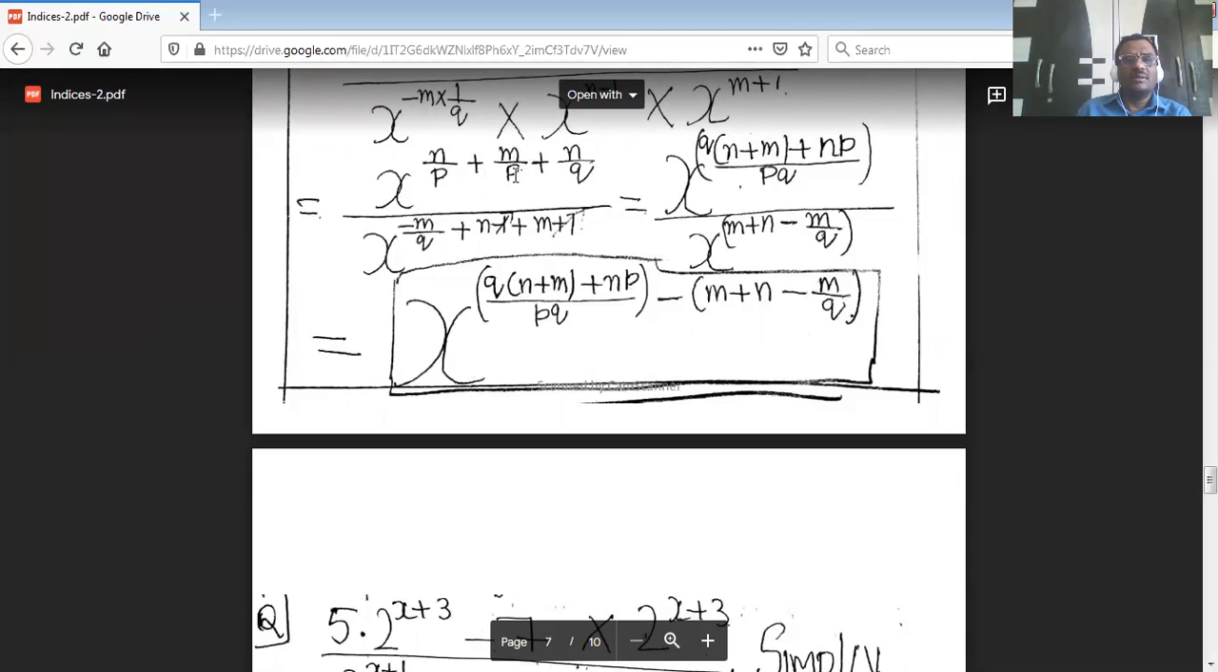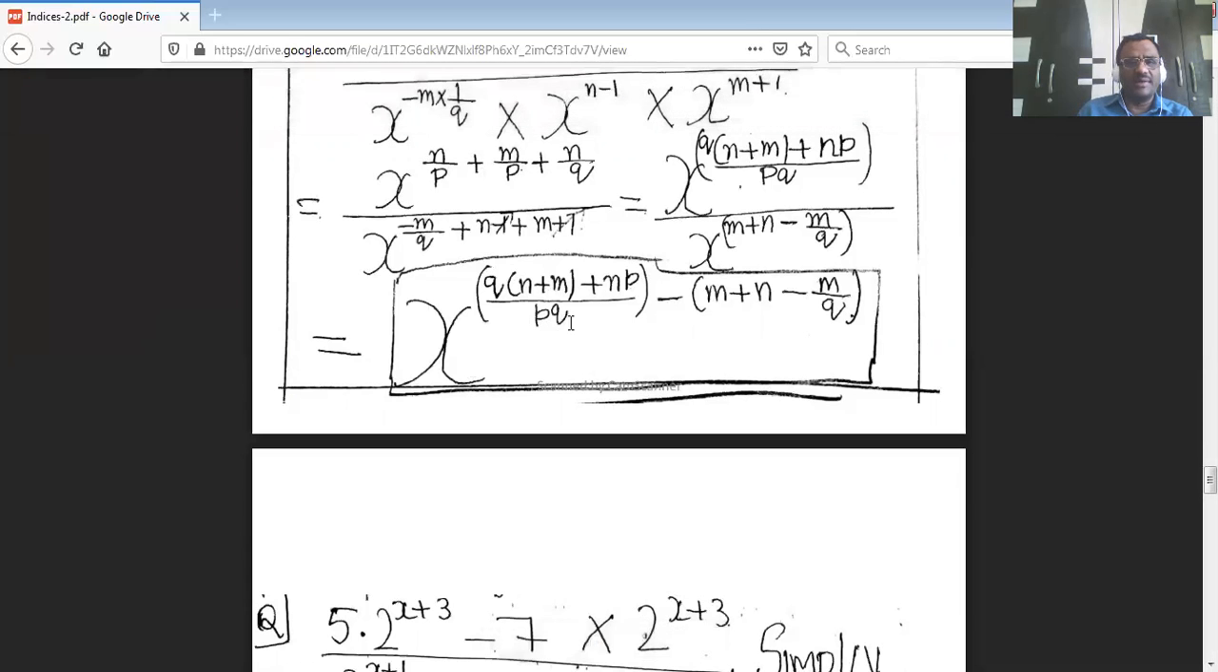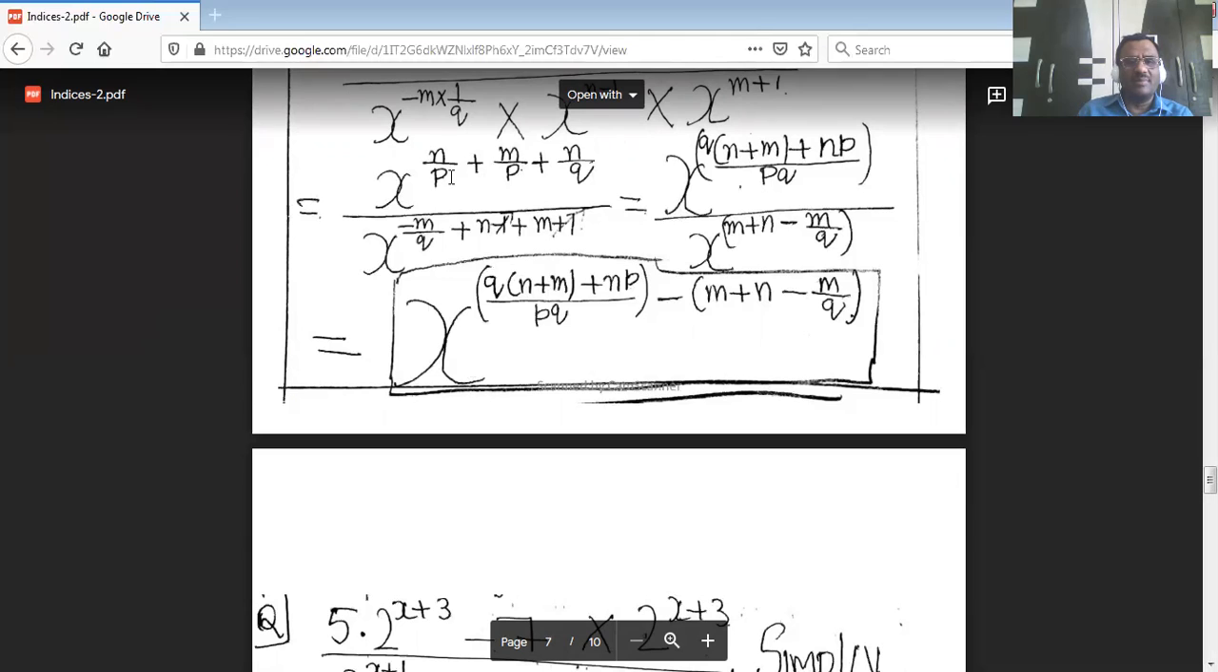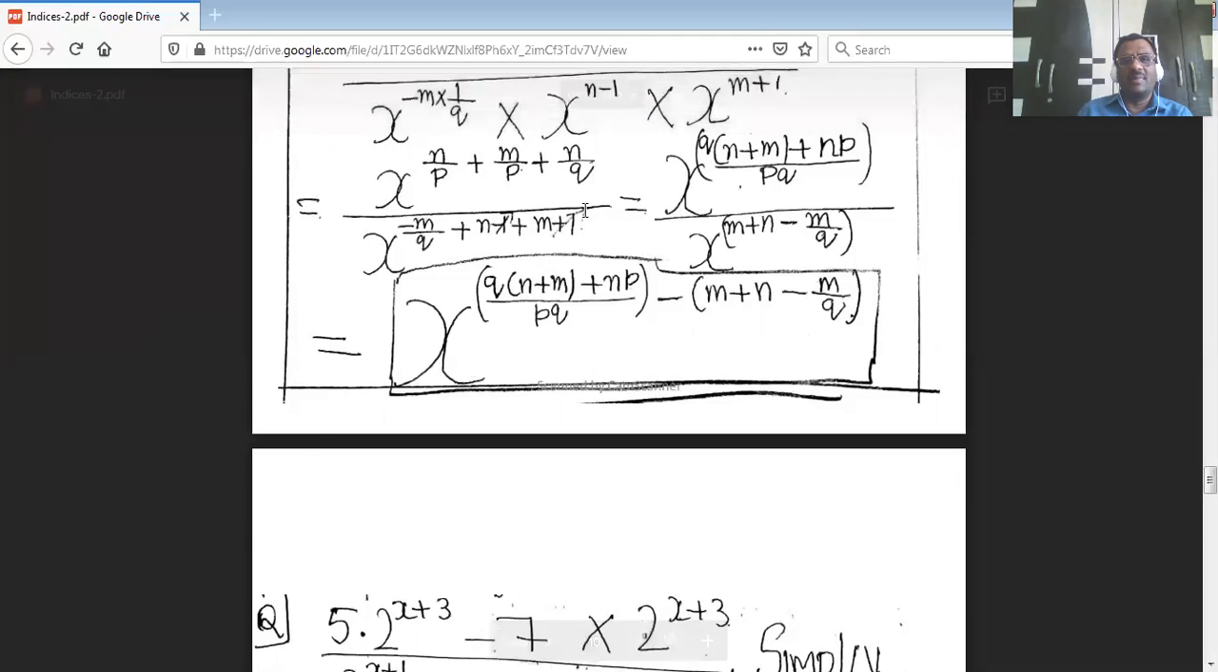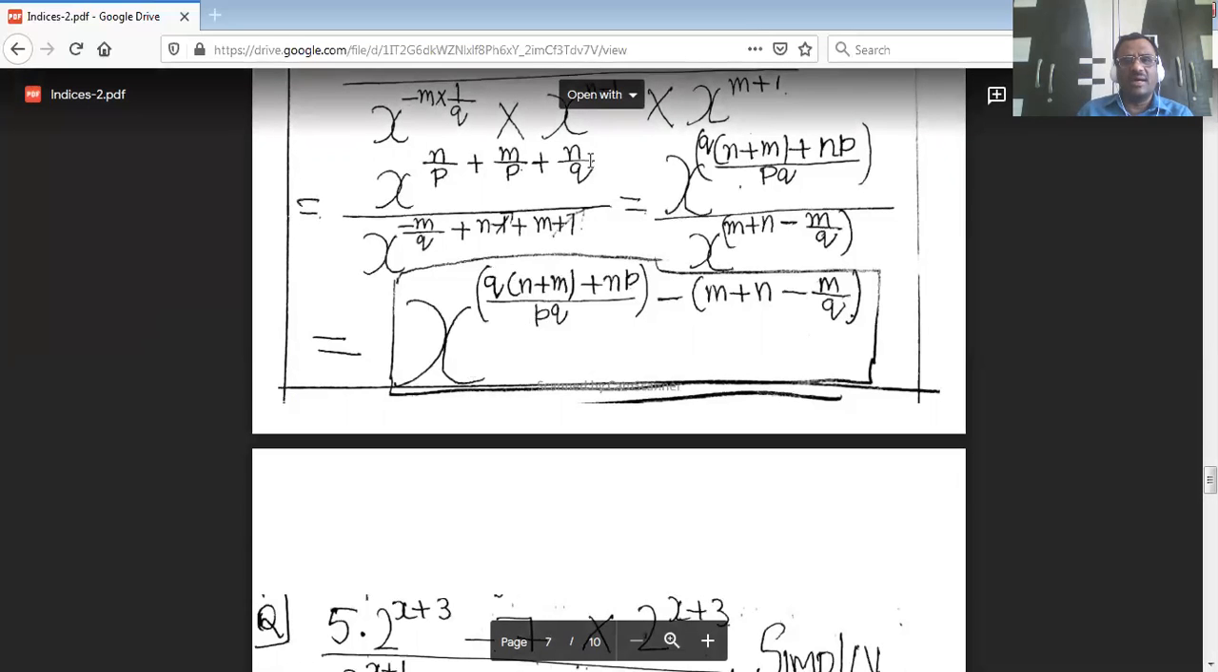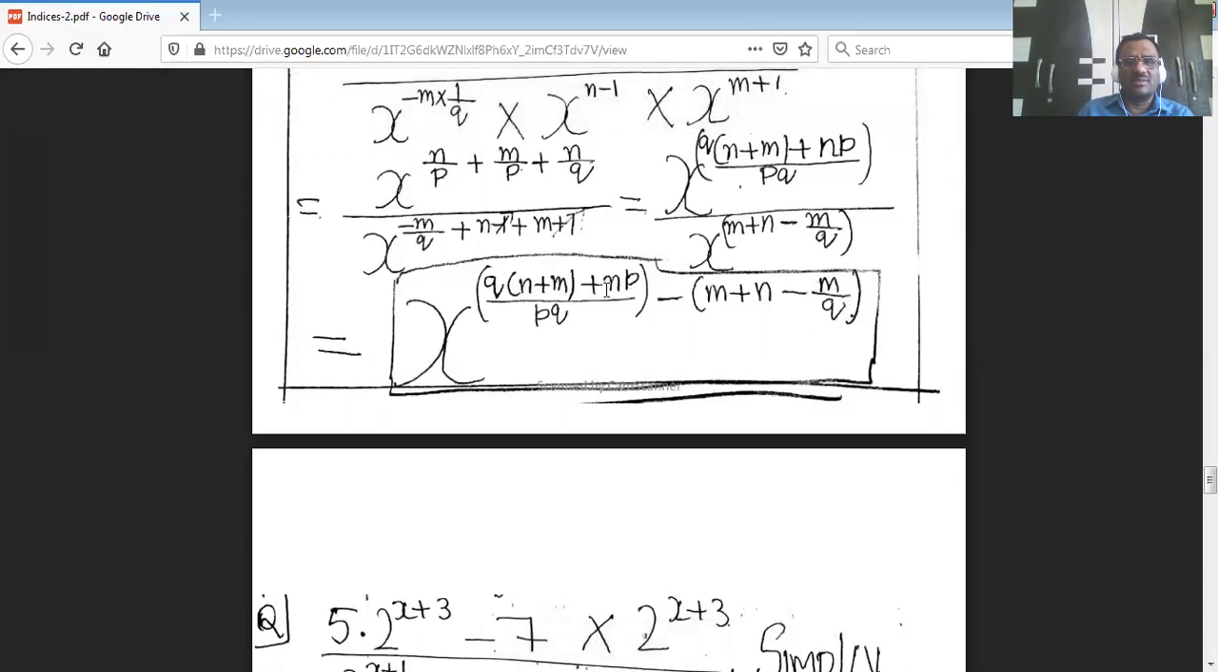Okay, now this is p and p, and pq is the LCM. Here is pq, and the missing factor in the denominator is q. So q into n plus m. Plus here q is there, and the LCM is pq, so you multiply this by p on both numerator and denominator, and this is going to be np. This is x to the power of q into n plus m plus np divided by pq.